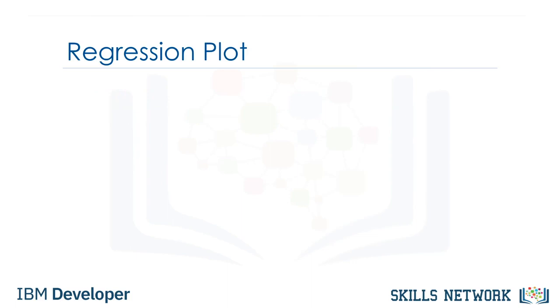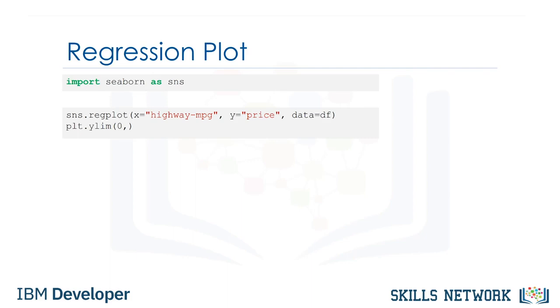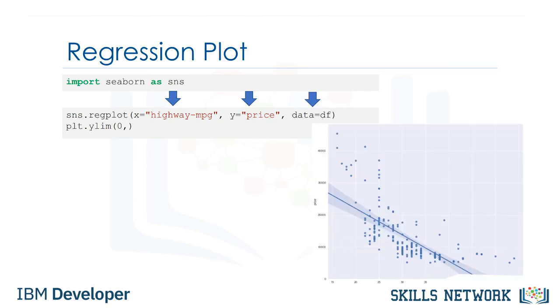There are several ways to plot a regression plot. A simple way is to use regplot from the Seaborn library. First, import Seaborn. Then use the regplot function. The parameter x is the name of the column that contains the independent variable or feature. The parameter y contains the name of the column that contains the dependent variable or target. The parameter data is the name of the data frame. The result is given by the plot.